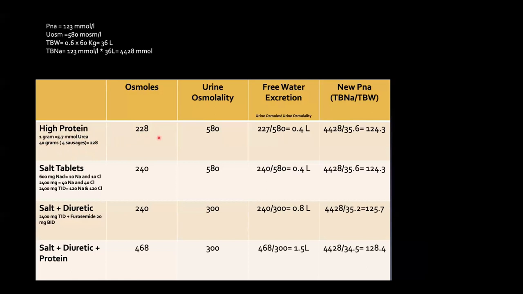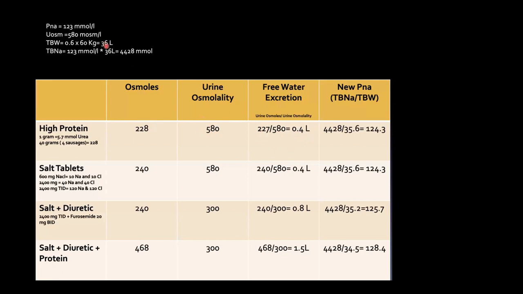that is equivalent to giving this patient 228 milliosmoles of osmolarity. Now this 228 milliosmoles will, in a patient with a urine osmolarity of 580, cause a forced diuresis of 0.4 liters. So these osmoles will come out in the urine and will have no effect on the sodium level in the body. They just come out in the urine, but they push with them around 0.4 liters of water.